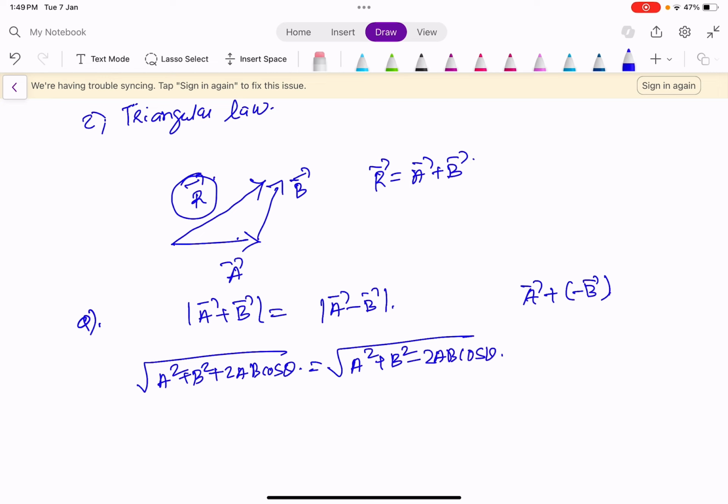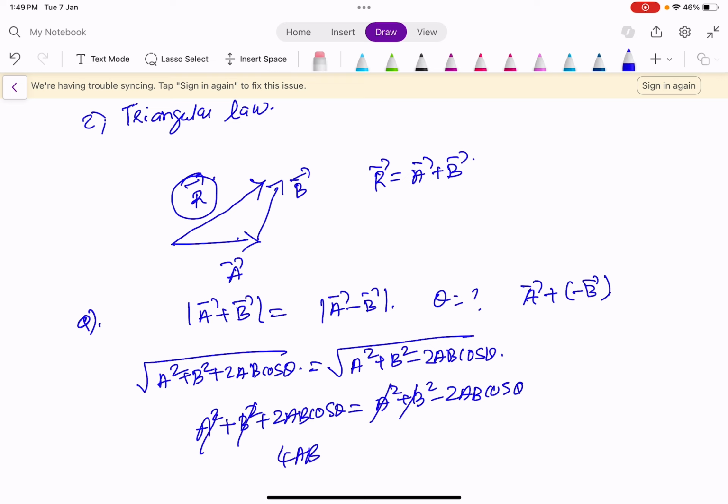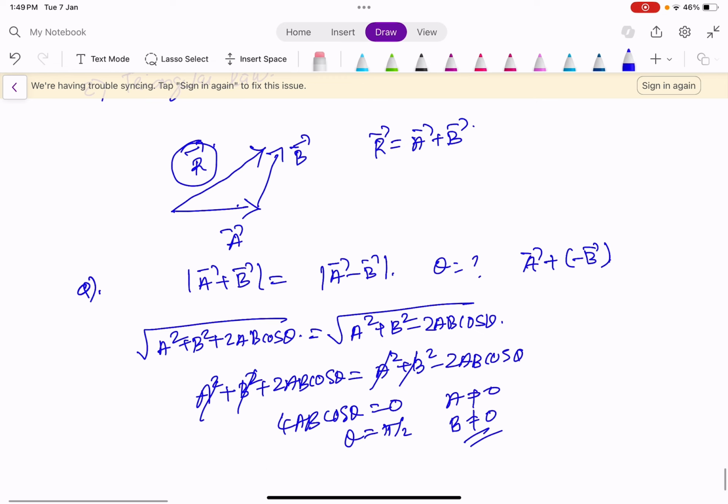They are asking what is the angle between these two vectors. So just solve it. A square plus B square plus 2AB cos theta is equal to A square plus B square minus 2AB cos theta. So A square, B square, everything cancels. So AB cos theta is equal to 0. A and B cannot be zero, that's why cos theta is equal to 0. That means theta is equal to pi by 2.